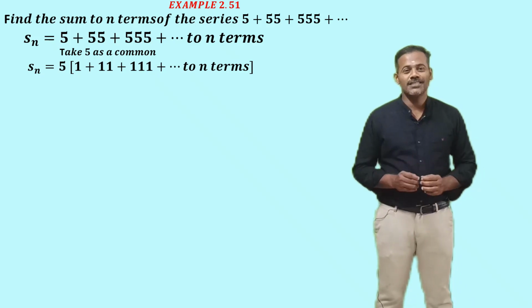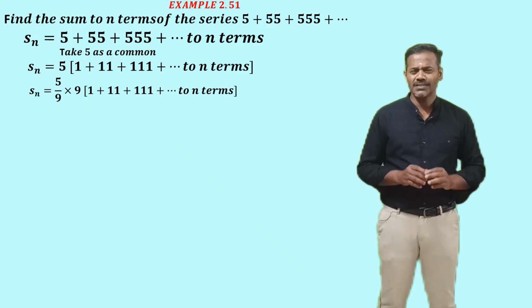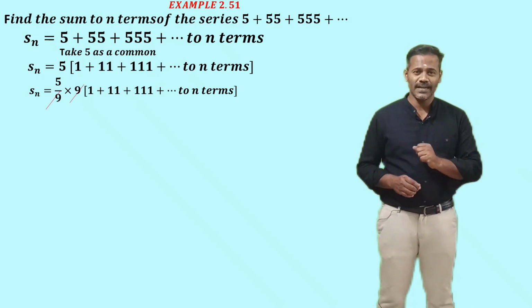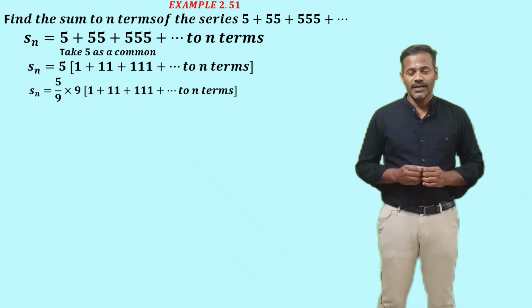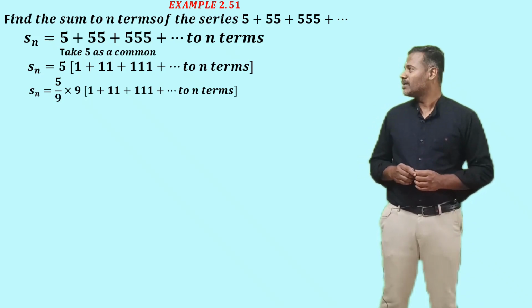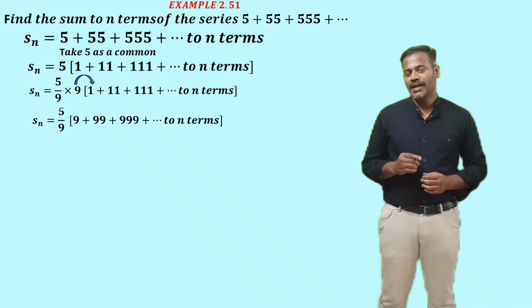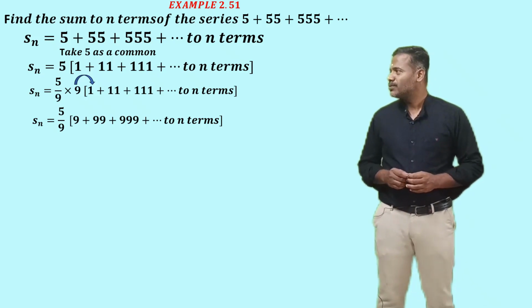Now children, the second step is to multiply the 5 by 9 and also divide by 9. There is no change in the meaning, because if we cancel that 9, nothing changes. So 5 by 9 into 9, 1 plus 11 plus 111 etc. up to n terms, and keep 5 by 9 as it is. Now let us take this 9 inside and multiply it. 9 into 1 will be 9, 9 into 11 will be 99, 9 into 111 is 999, etc. up to n terms.